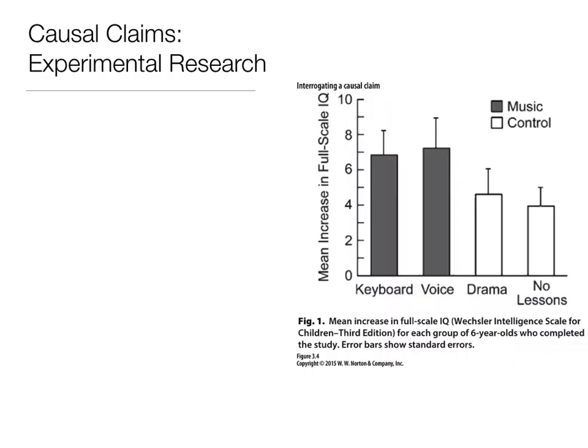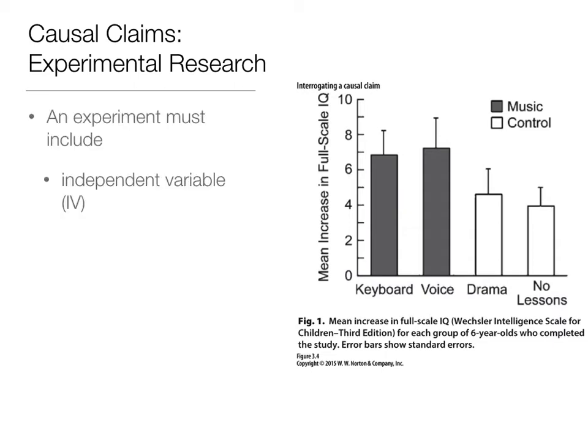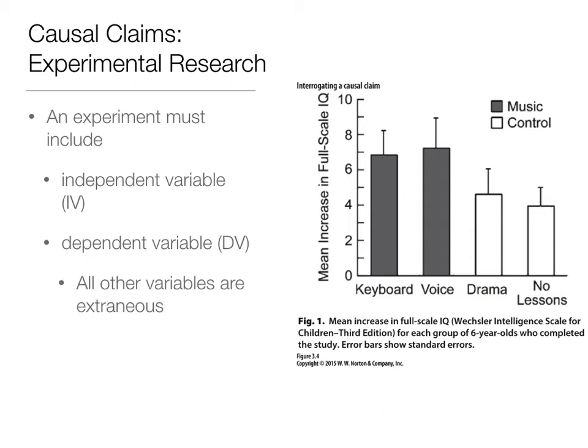So, causal claims, experimental research. Experiments must include an independent variable, and that independent variable is manipulated, okay? The researcher is manipulating that independent variable. An experiment must also include a dependent variable, and that dependent variable is being measured. And any other variable is extraneous. Anything else in the study is not of interest and needs to be controlled for in some way.